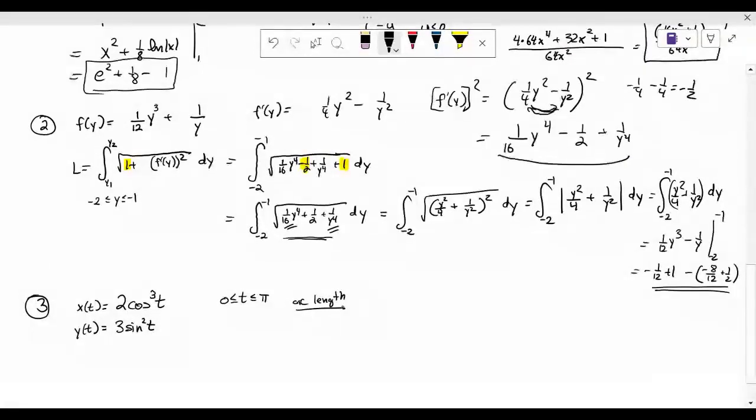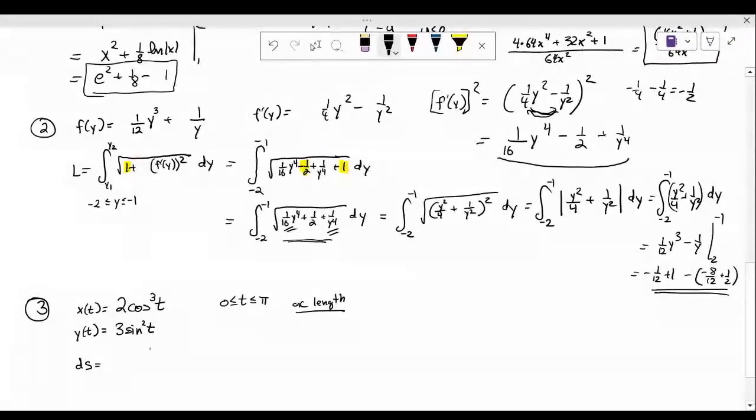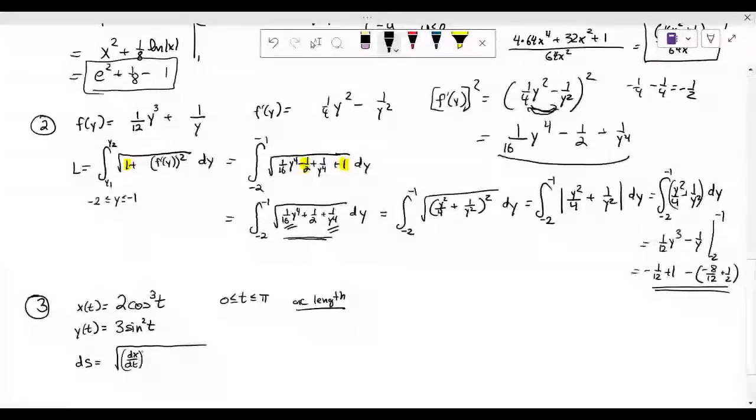Okay. This time, x and y are given parametrically, so we know the differential length element along that curve is the square root of (dx/dt) squared plus (dy/dt) squared. And we'll be integrating with respect to the parameter t. And we see our bounds as well, from 0 to pi.